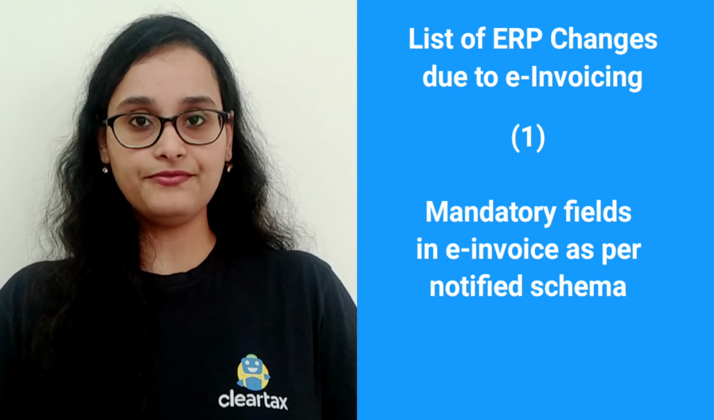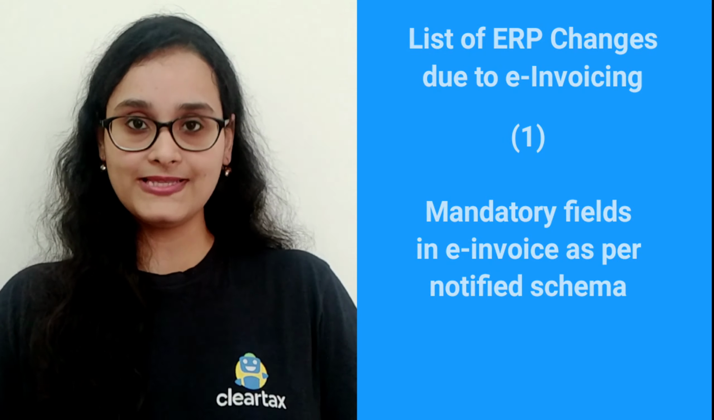Hence, it's the right time for businesses to know about the changes that are required for 100% compliance. So, let's check out the list of ERP changes, some of which are necessary and some of which enhance the efficiency of doing business. First of all, ensure that the ERP or the billing system is reconfigured to include all the mandatory fields as notified for the e-invoice schema.